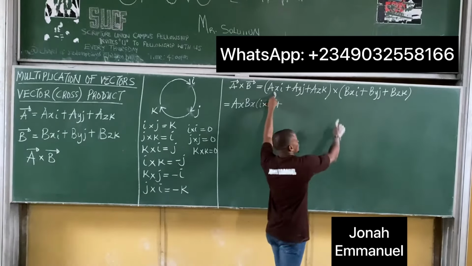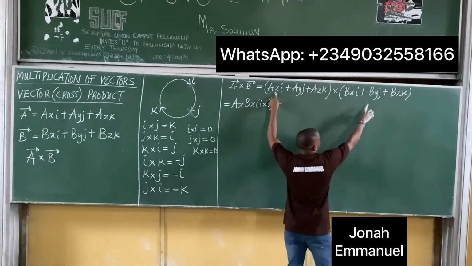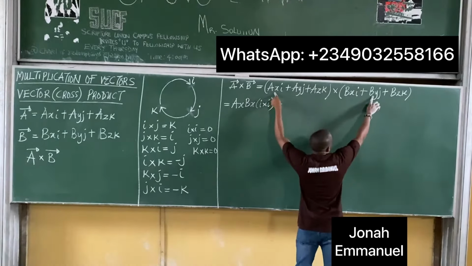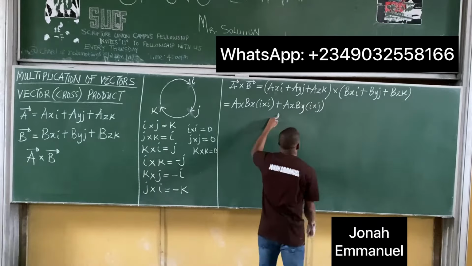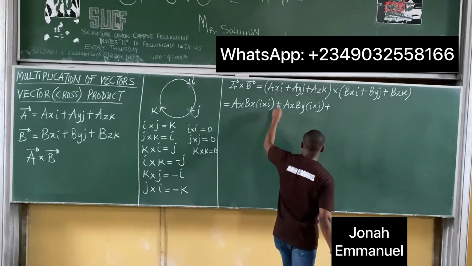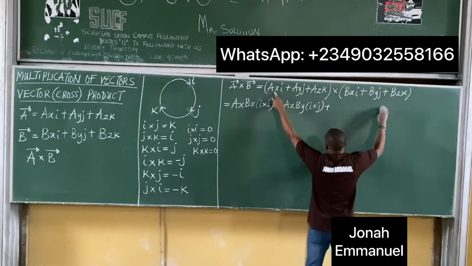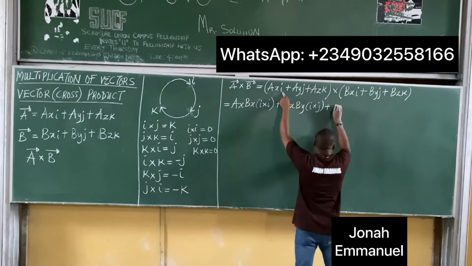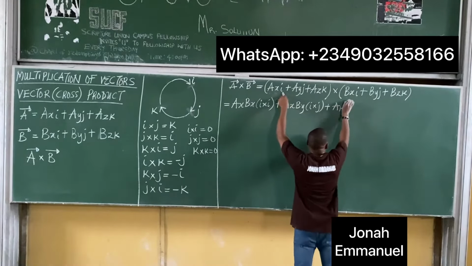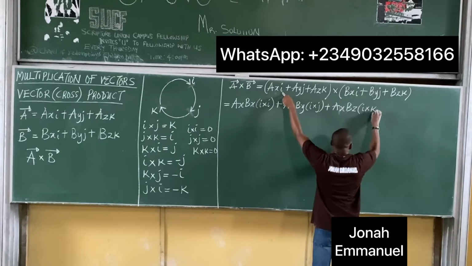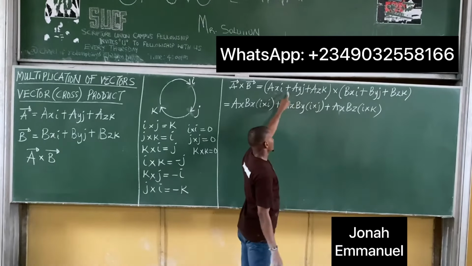Plus AX BY, I cross J. Plus, finally, AX BZ, I cross K. I'm done with this term. Let's start with B.